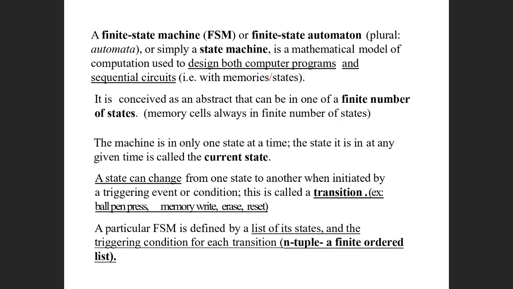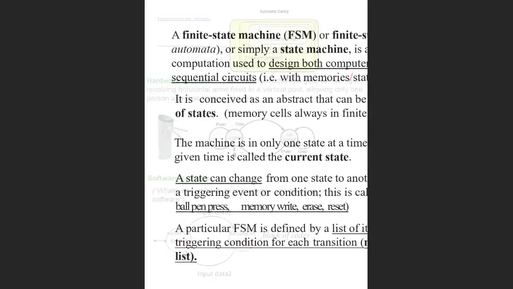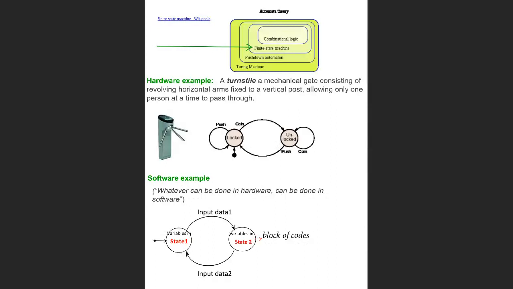A particular finite state machine or a finite automaton is defined by the list of states, also, and triggering condition for each transition. This is n-tuple, which is a finite ordered list. The finite state machine is a part of automata theory. It is somewhere between push down automaton and combinational logic.